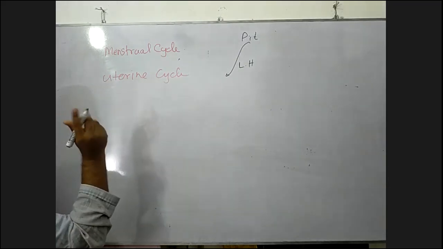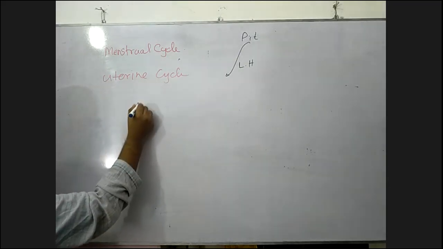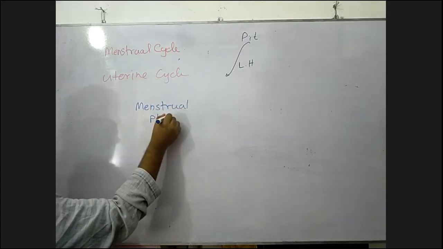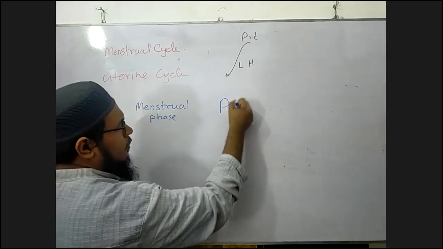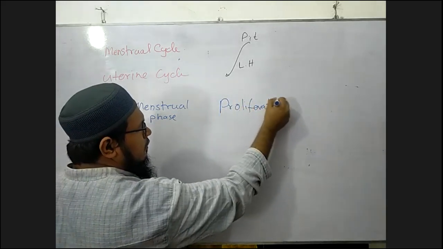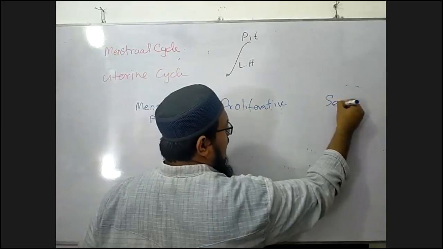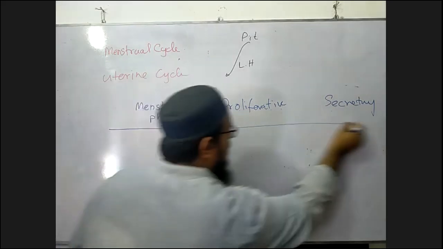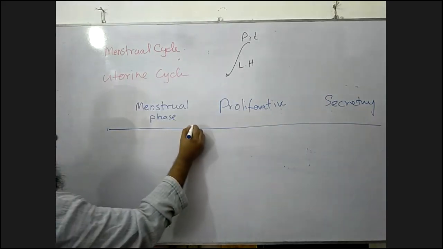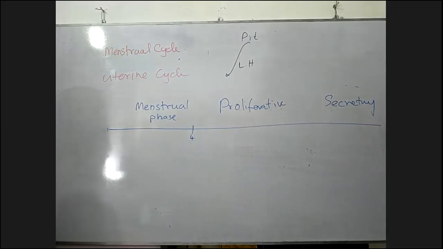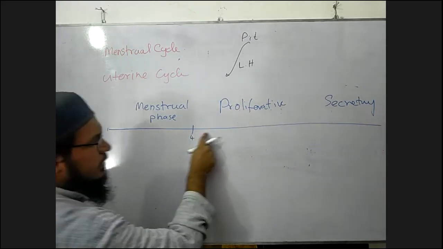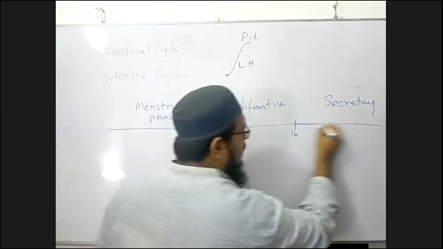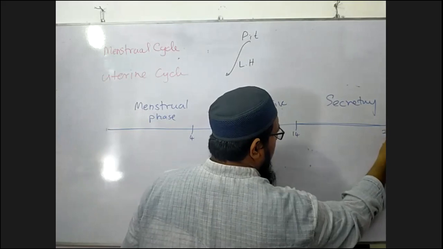The uterine cycle has 3 phases: menstrual phase, proliferative phase, and secretory phase. When you look at the days, starting from the first day, maybe third to, we'll put 4 days. Then from here, another 10 days. So the 14th day. Then from here to here, another 14 days. So totally 28 days.